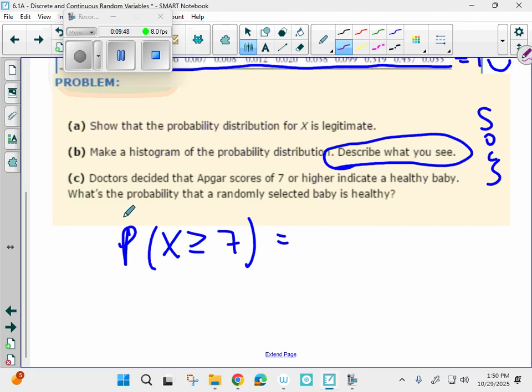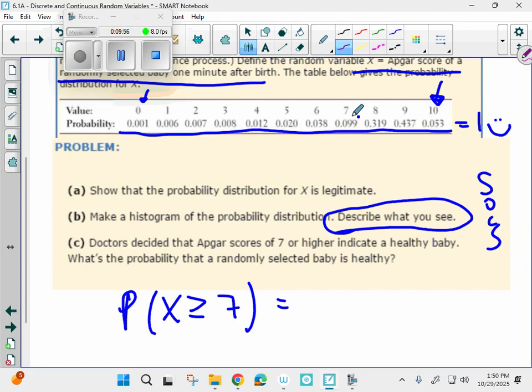Random variable X is the APGAR score, and if you get a 7 or higher, that would be X is greater than or equal to 7. All we would do is add up these 4 probabilities. Greater than or equal to 7 means you get a 7, 8, 9, or 10. Add those 4 up and you got an answer. It's like 90%, so that's good.